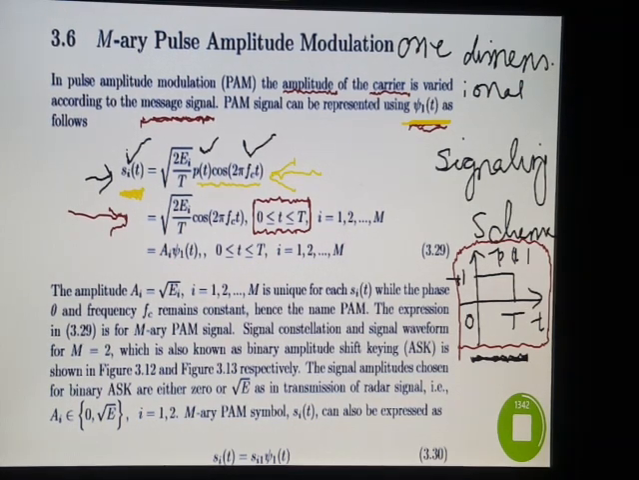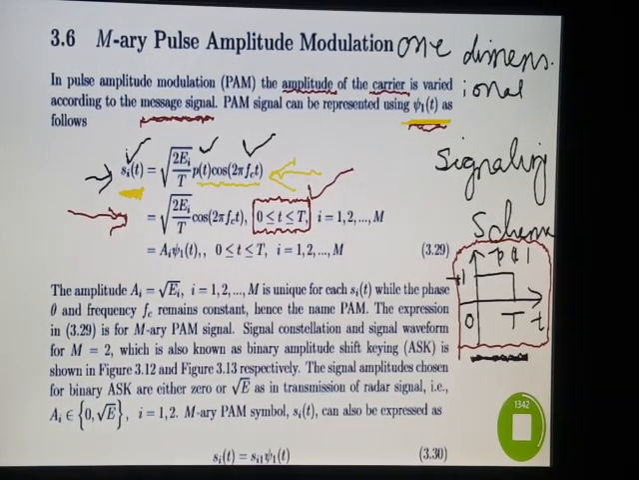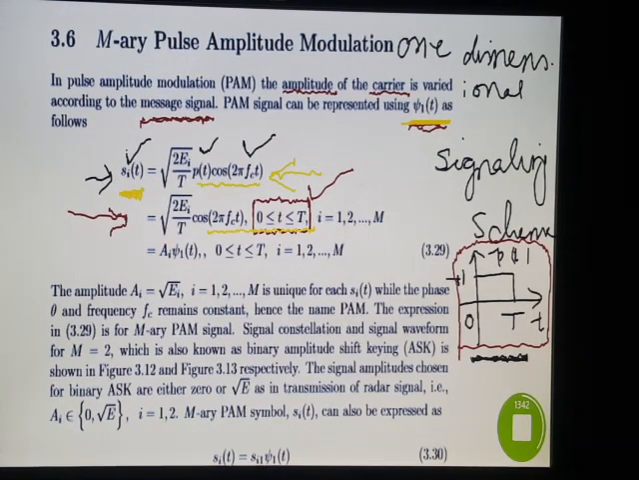So if you remove that, you have to write here the complete description of this signal, the ith signal. S_i of t is the square root of 2E_i over T times cos of 2 pi f_c t, for the time interval 0 to capital T, and i is from 1 to capital M. So this is an expression for an M-ary pulse amplitude modulated signal.